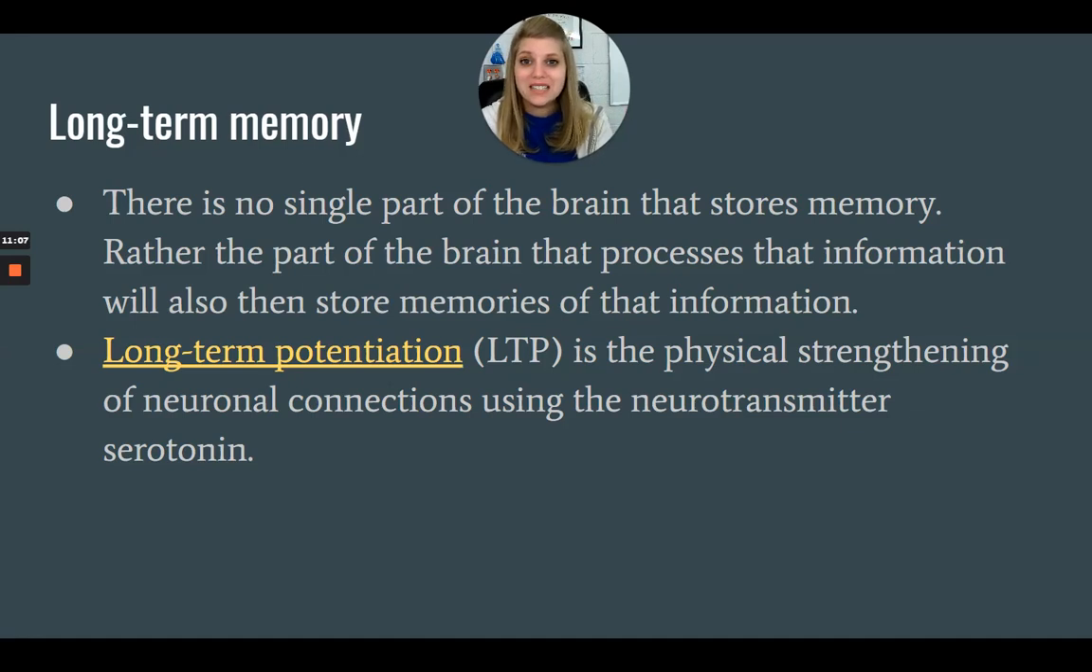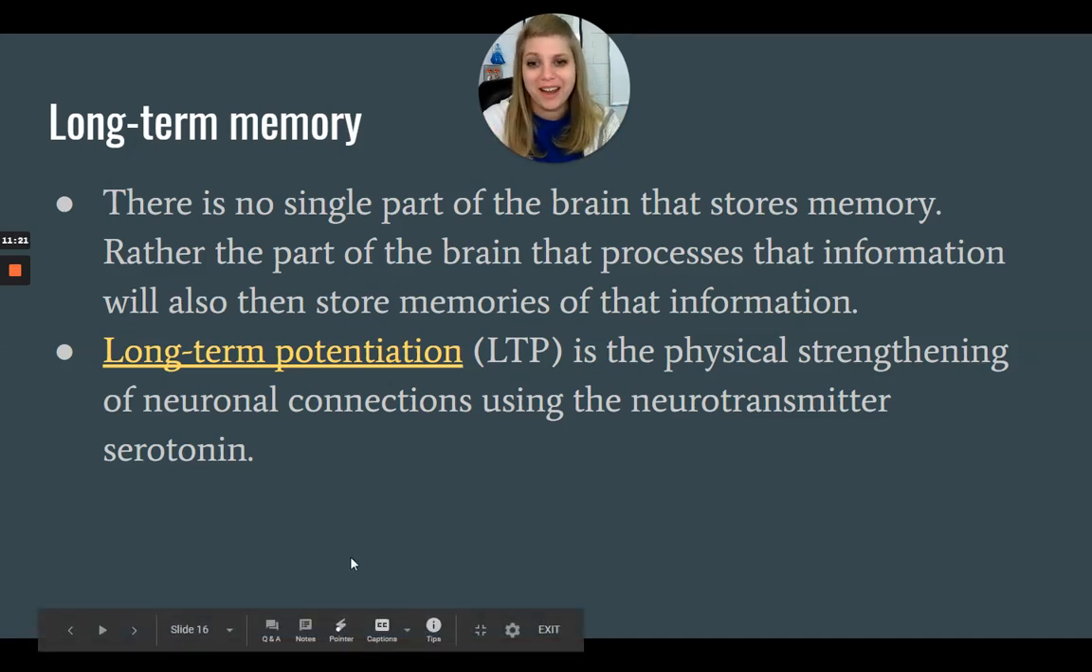And in its place, information that I did utilize over and over and over again, and that I still do today, that's what's physically being strengthened. And so that's how long-term memory is physically going to work in your brain. And if you don't use it, you do lose it.